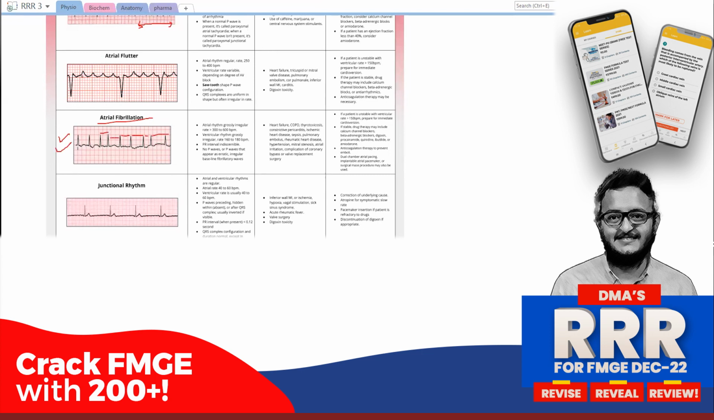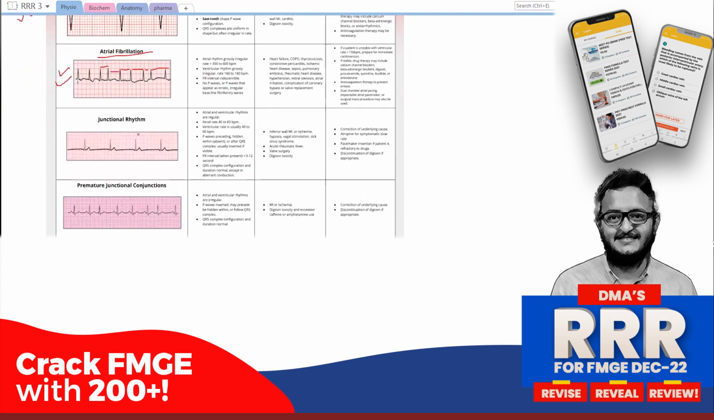Okay. Atrial flutter. What do you see here? This is sawtooth pattern of P wave. Okay. Sawtooth pattern. You know what a saw is? Sawtooth will be like this. So this is the sawtooth pattern. It will be something like this. So sawtooth pattern, it is atrial flutter. Just remember like this. You just have to catch it.